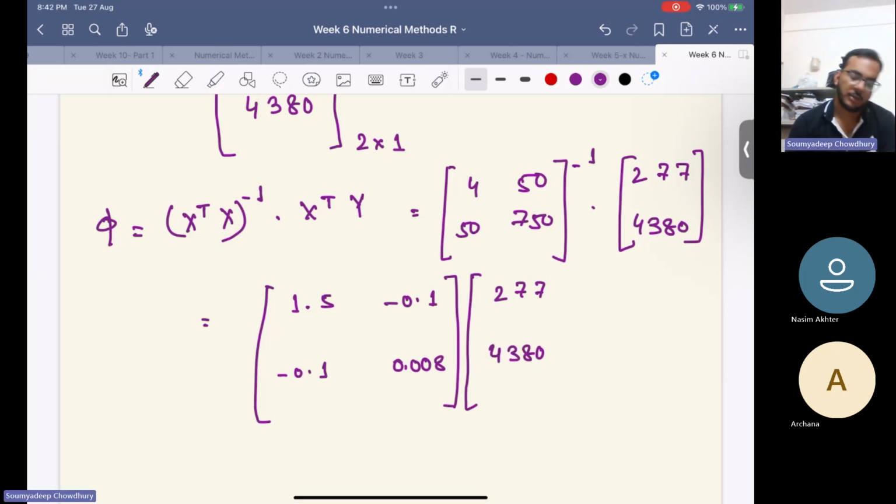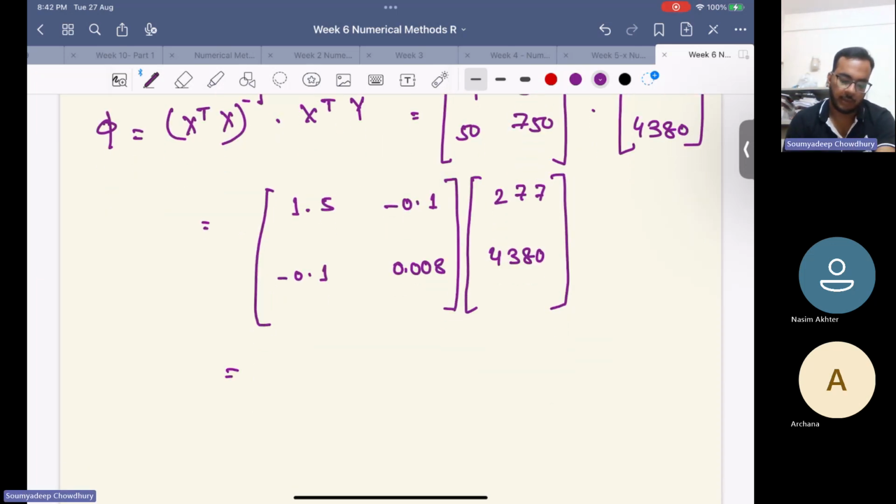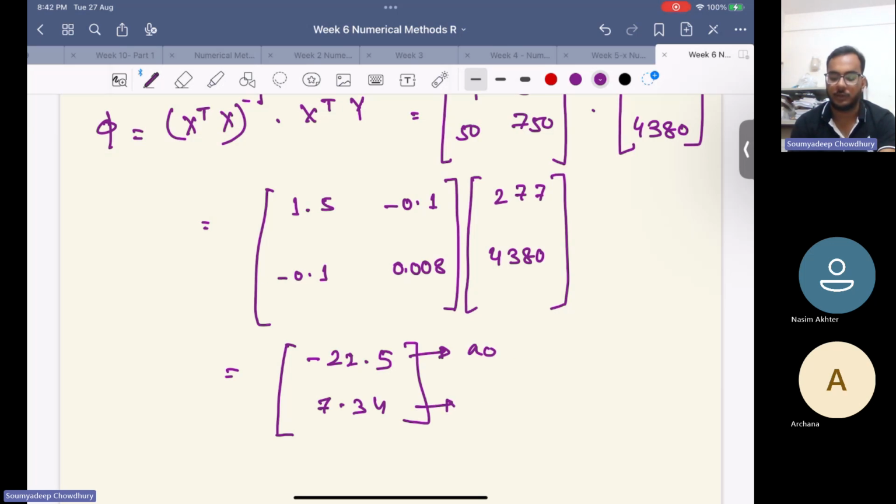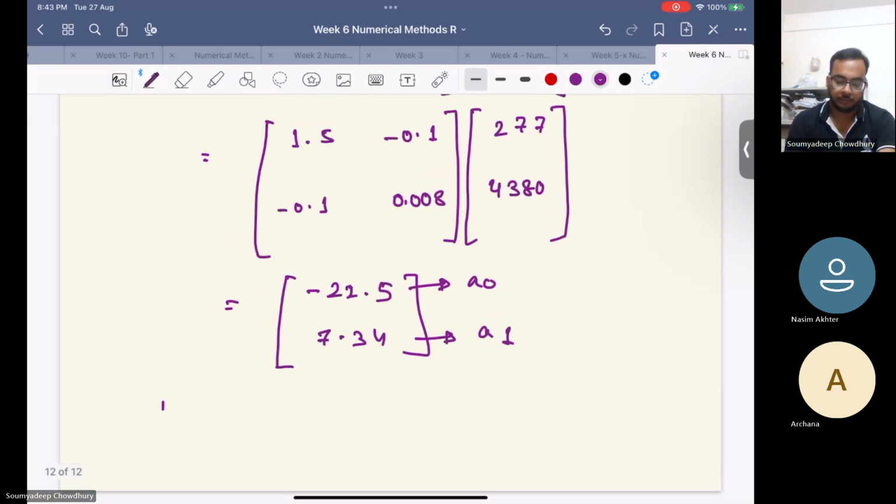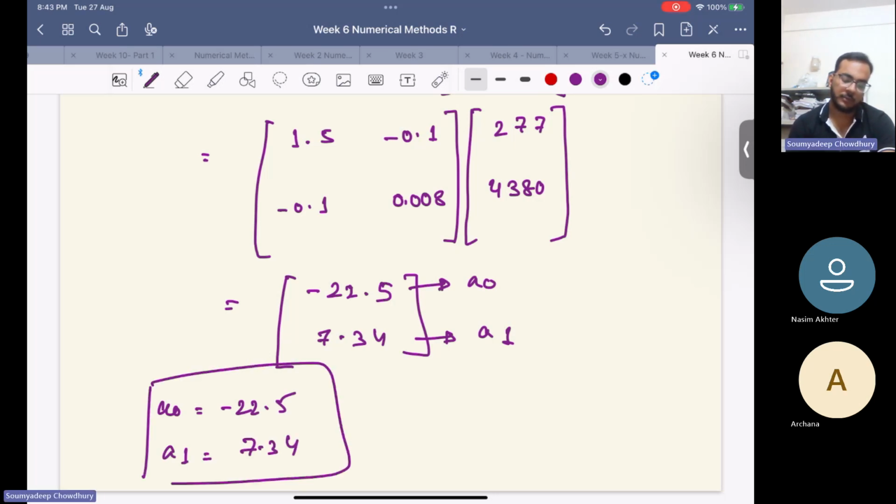277, 4380. So if you multiply, you will get minus 22.5 and 7. So this is your A0. This is your A1. So you are getting the same values from the matrix approach.